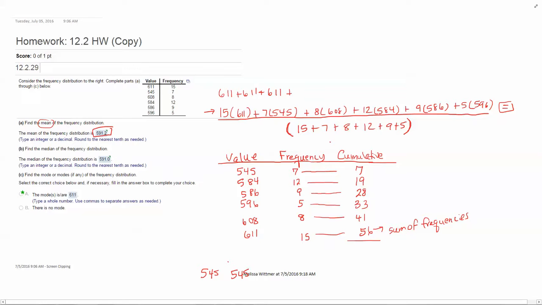Now that we've got the numbers listed in order from least to greatest, and we've done the cumulative frequencies, we want to find the middle.